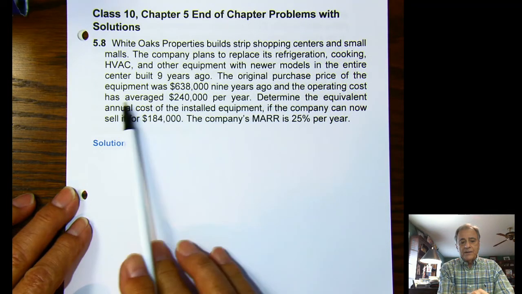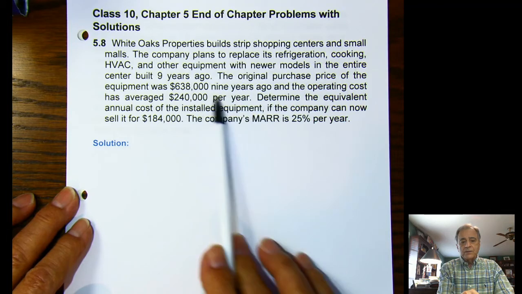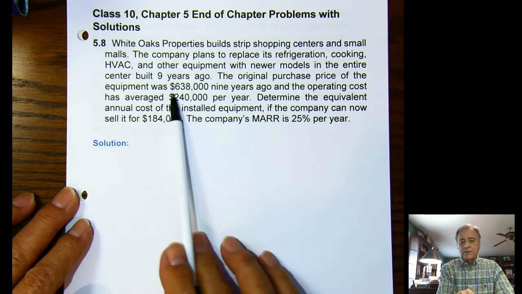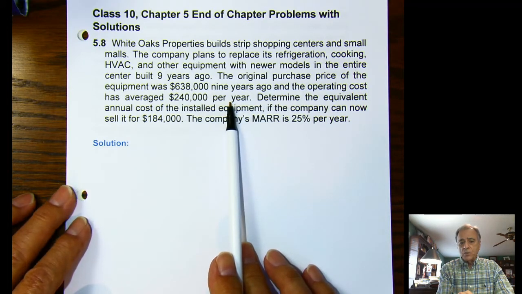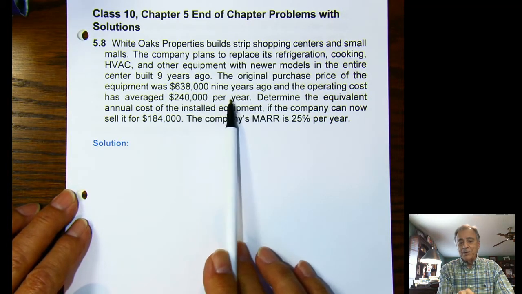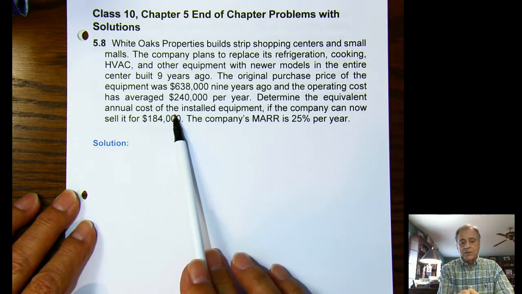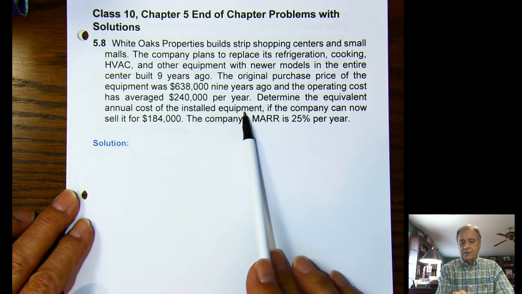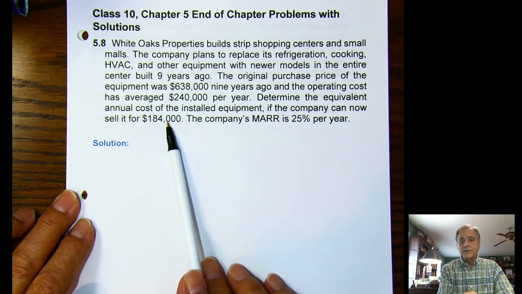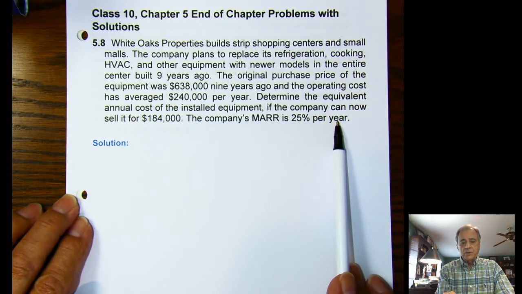And the operating cost has averaged $241,000 per year. So this is a P 9 years ago, and this is an A over the last 9 years. Years minus 9 through the present. Okay, determine the equivalent annual cost of the installed equipment if the company can now sell it for $184,000. The company's MARR is 25%.